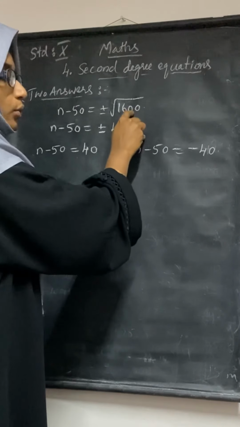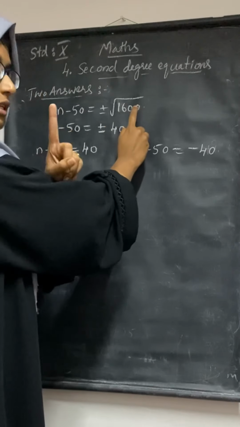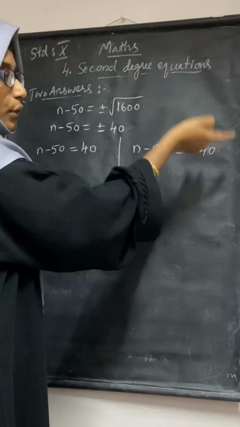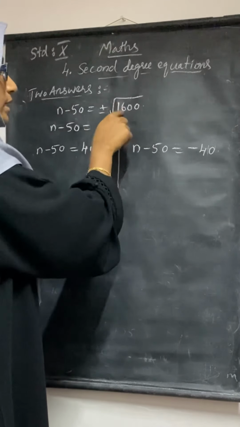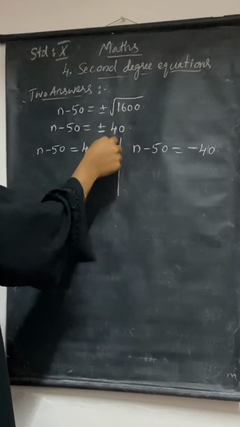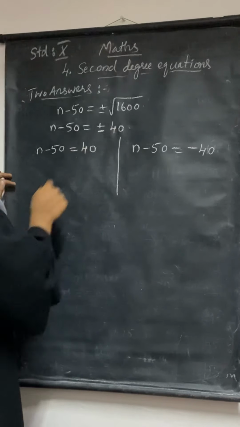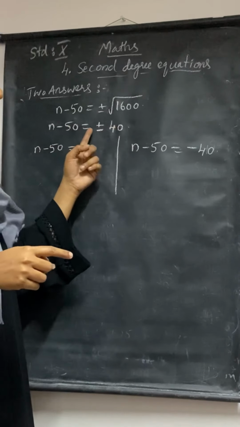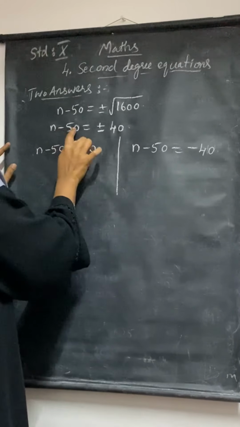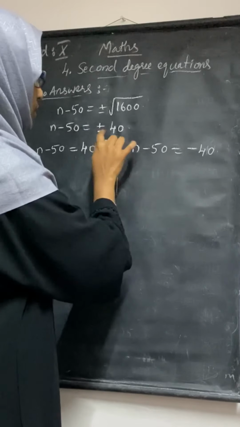And if it is 2 zeros, you have to make it half of that, that is 1 zero. If it is 4 zeros, you have to make it 2 zeros, like that. So square root of 16 is 4 and these 2 zeros halved will be 1 zero. So 40 you will get. That way you can easily make it out. Now you will get the answer n minus 50 is equal to plus or minus 40. So one you have to take as positive, another as negative. That is 2 answers. So separately you have to do like this: n minus 50 is equal to positive 40, or n minus 50 is equal to negative 40.